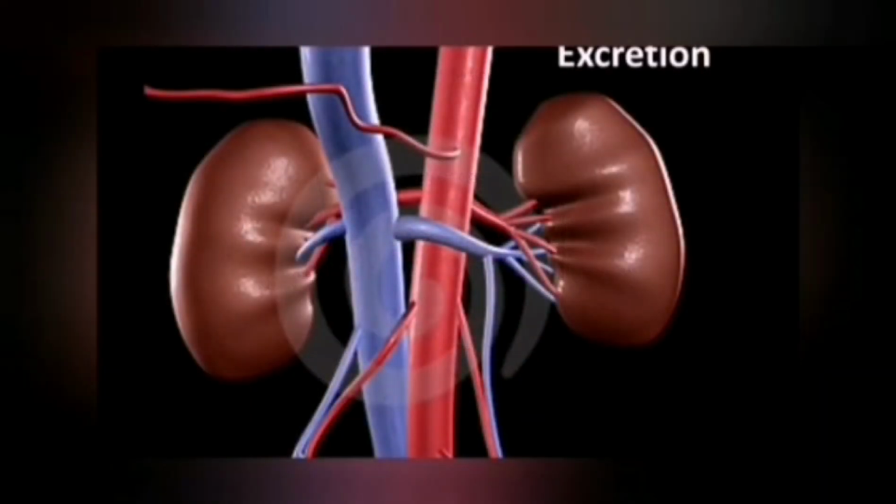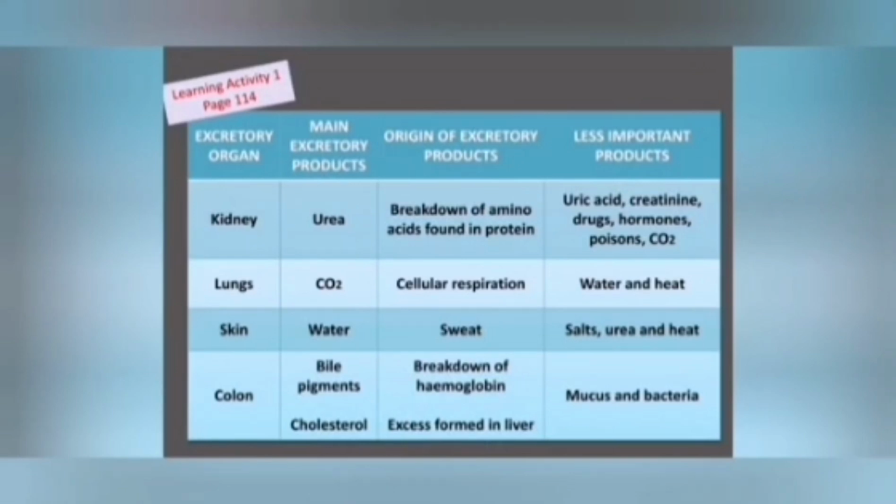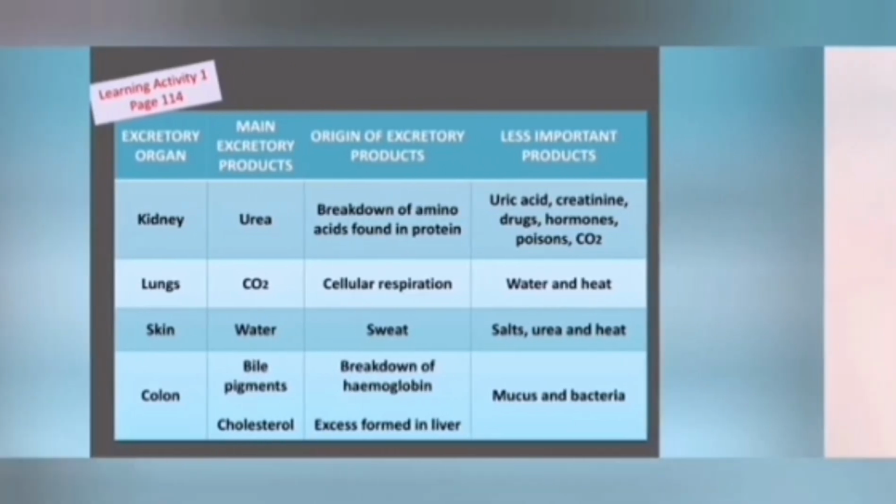So the last excretory organ that we're looking at is the kidneys, and we will actually be doing the kidneys in a great amount of detail. But the kidneys are mostly responsible for getting rid of amino acids, urea, uric acid, creatinine, and a lot of other waste products that are potentially very harmful to your body. But the easiest way to learn this information is to actually go to page 114 in your textbook and just learn the summary that we did of this content in Learning Activity 1, Question 1.